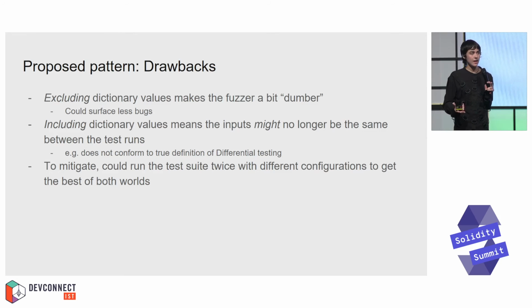So to mitigate that, I would just propose you simply run your test suite twice with a different configuration. You run it once excluding dictionary values and once including them. So you kind of get the best of both worlds. You get a broad, meaningful set of inputs checked against your contract, but then you also get true differential tests.